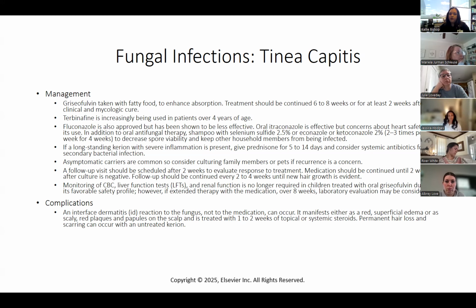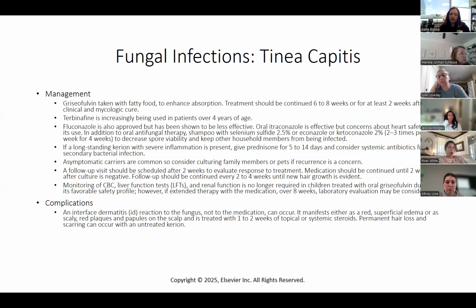You'll see terbinafine used more and more frequently in kids over 4. Griseofulvin is still what's in the guidelines, so that's what we recommend. But clinically speaking, not test speaking, you can use the other. Fluconazole is approved, but it has been shown to be less effective, so I would use that as a last resort.